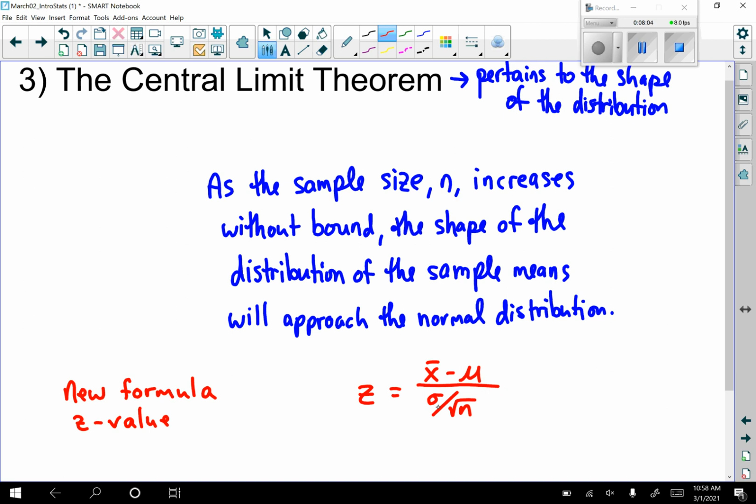So now we have to be careful, because if they're mixed together, if we're just given a problem talking about an individual data value, we just use sigma in our denominator. But if it's talking about the mean of sample means, if we're given a sample size, then we use this new formula.